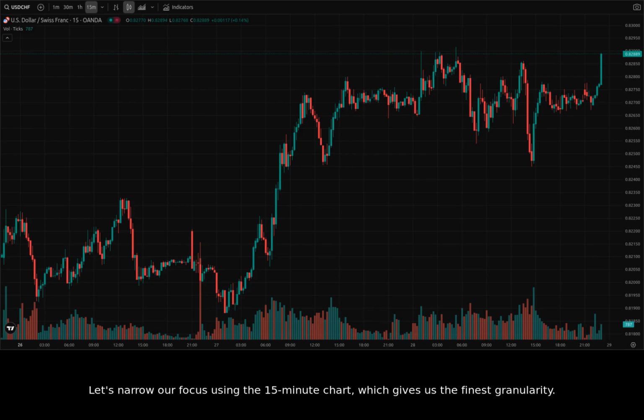Let's narrow our focus using the 15-minute chart, which gives us the finest granularity. Looking at the most recent candles, we can see more clearly the resistance around 0.828. For scalpers, look for small moves in this range, always watching for breakouts above 0.828 or below 0.820.